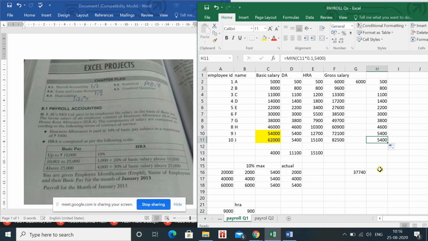Okay, for HRA we have a long formula, so I have to maximize the window size. So please read the condition. Up to 10,000, 10%. From 10,000 to 25,000, 1,000 plus 20% of basic salary in excess of 10,000. If your salary is above 25,000, 4,000 is fixed for you, plus 30% of the salary which is above 25,000.